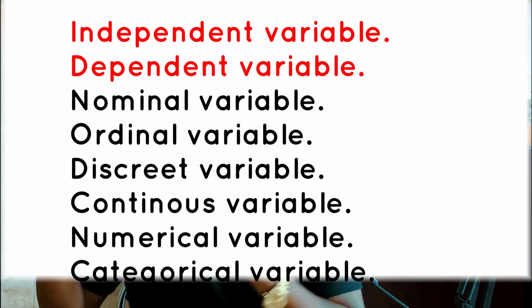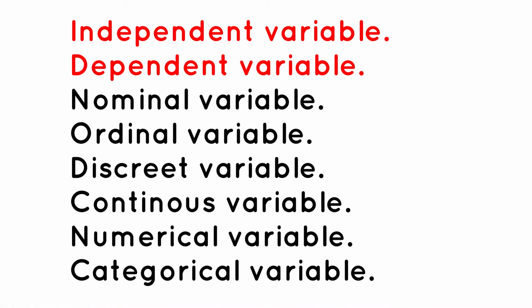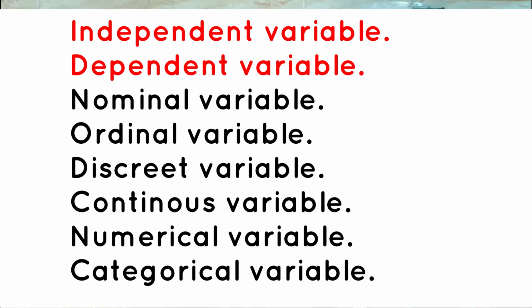So there are several types of variable in mathematics. In fact, we have a whole lot of them. There are quite many, but I'm going to touch only the ones that we need for statistics. To mention a few, I'll be starting with the independent variable. We have the dependent variable, we have the nominal variable, we have the ordinal variable, we have the discrete variable, we have the continuous variable, we have the numerical variable, we have the categorical variable, to mention a few.